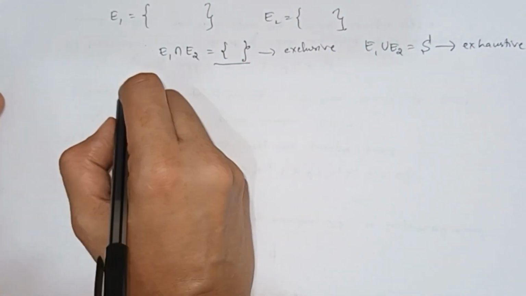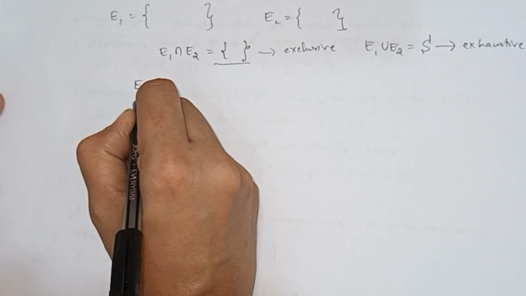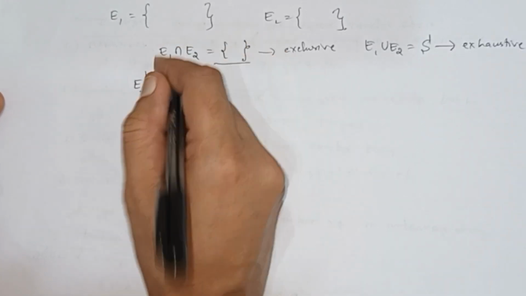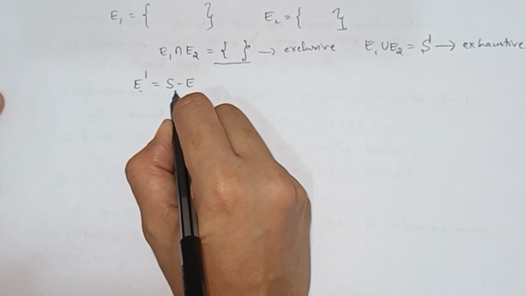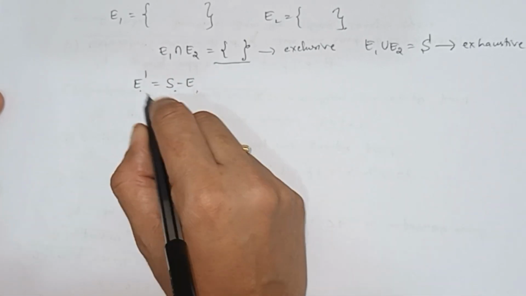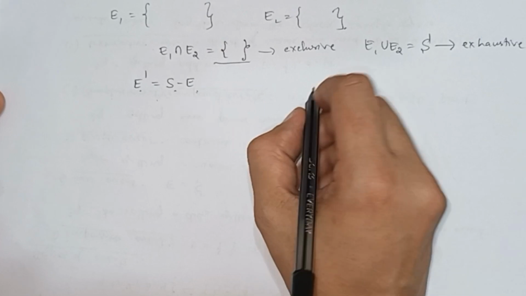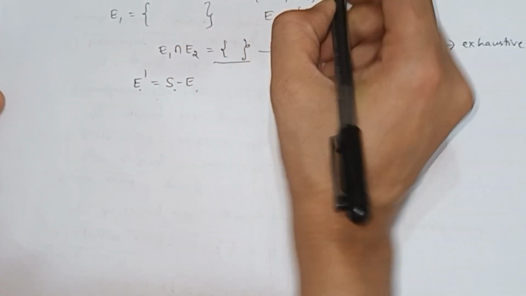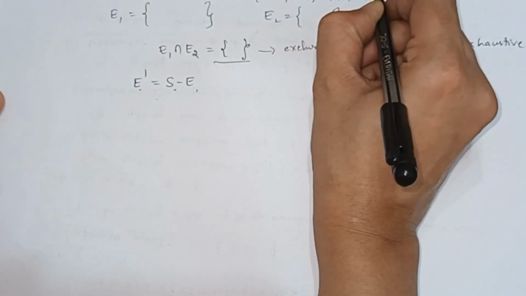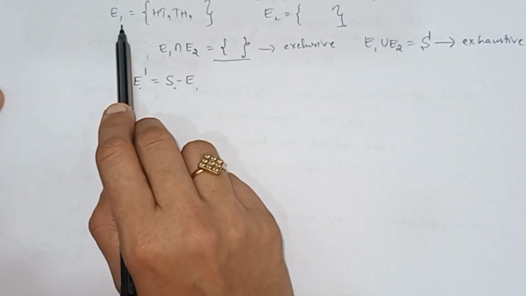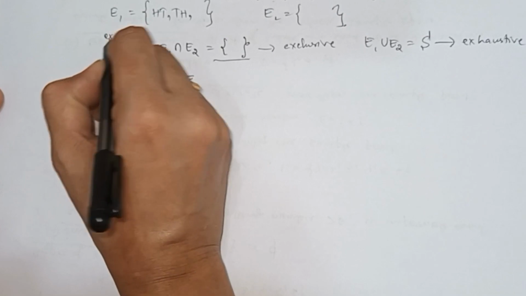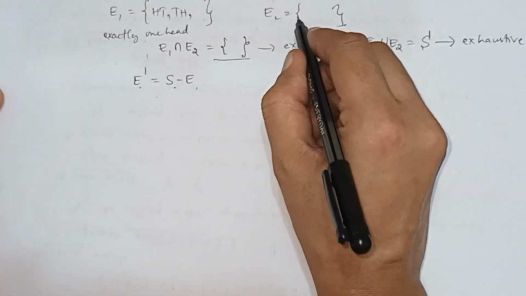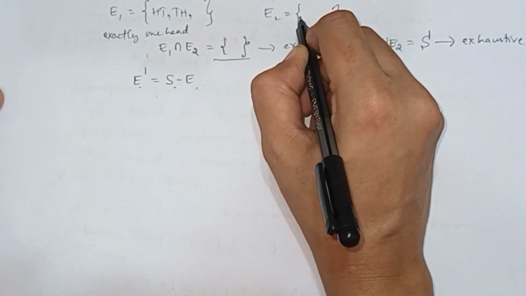Now, to find the complement, suppose E is the given event. To find E dash, it is S minus E. From the sample space, you have to subtract the given event E to get its complement. For example, suppose S is tossing a coin twice: HH, HT, TH, TT. These are the possible outcomes. E1 is getting exactly one head. This is E1. Another event E2 is getting a tail.